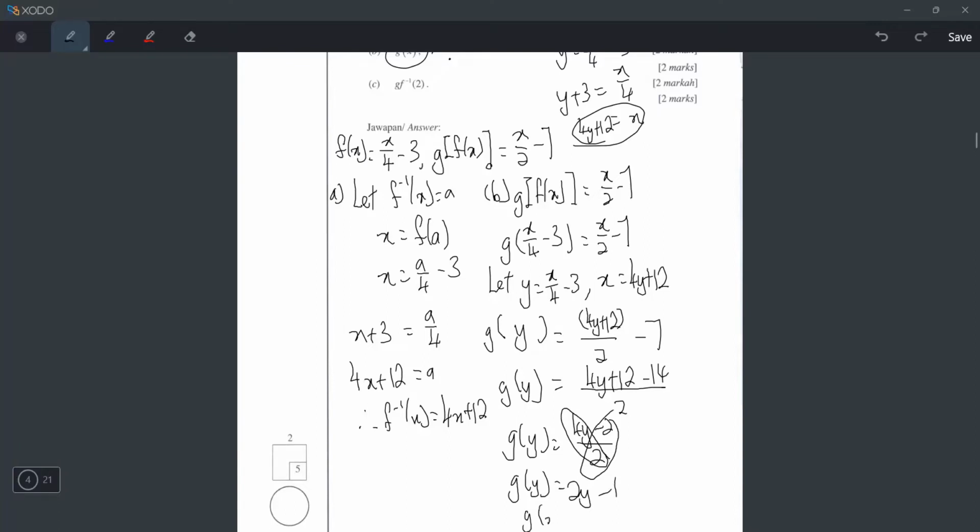So it means, but they want g(x), right? So you just change the y to x, that's it. 2x minus 1, that's the answer, alright?